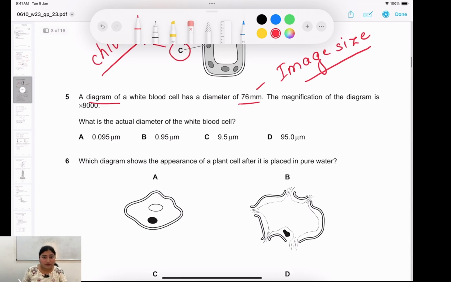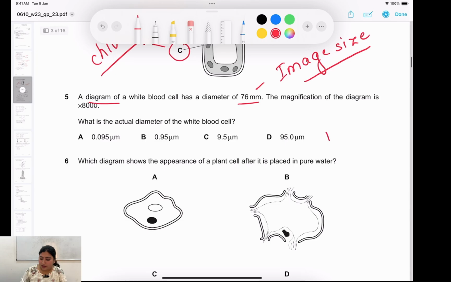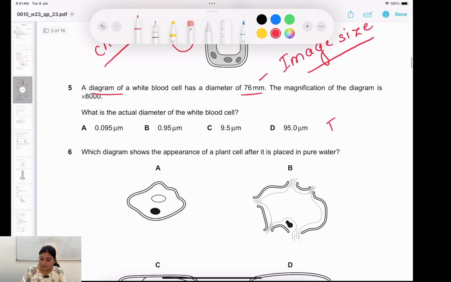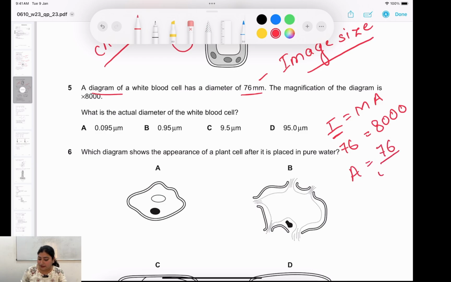So the formula that we are going to use here is I is equal to MA. The formula that we are going to use here is I is equal to MA. So image is given to us which is your 76 mm. Okay, then magnification is given to us, which is your 8000. Okay, and actual we have to calculate. So A is equal to 76 by 8000. Okay, now when you do this on your calculator, I'll tell you what value you're going to get.